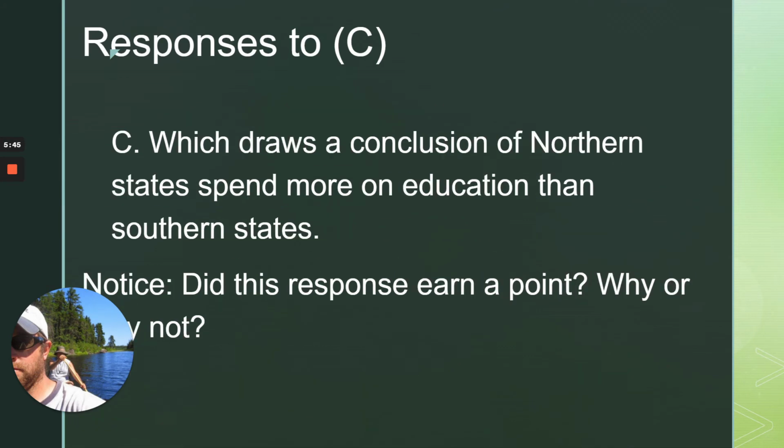All right, now in this next one, we see the big error that students tend to make. It draws a conclusion of northern states spend more on education than southern states. This student did not earn a point because it actually drew a conclusion about education spending, and you need to go beyond that. It has to be something other than that. This data is already visible to us in the graphic, so it's not an actual conclusion. It's just a further description of the data that's already there. All right, so let's move on to the last point.